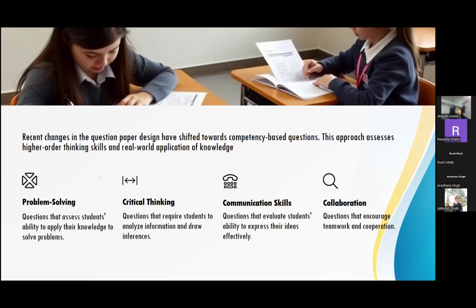And now, I'll give an example. We do not ask students the summary of the poem. Like earlier, we used to ask the summary or paraphrase the poem in your own words. And nowadays, the focus is more on how does the theme of the poem apply to the current situation or real life situation?